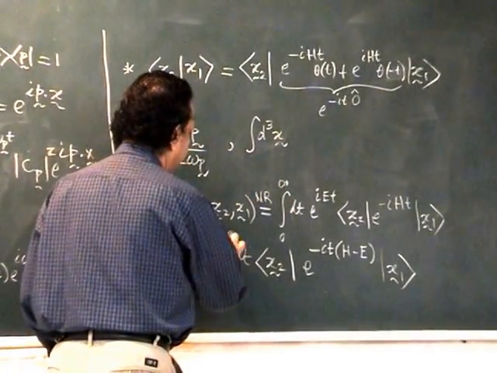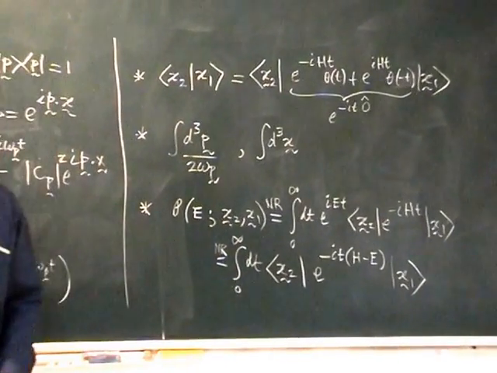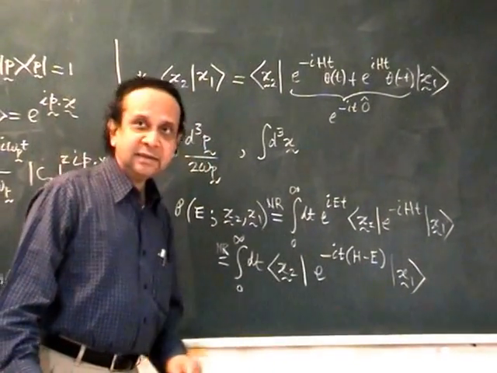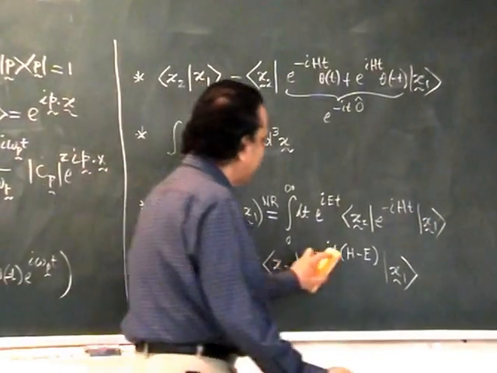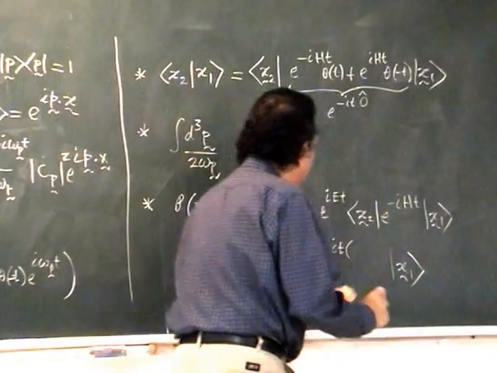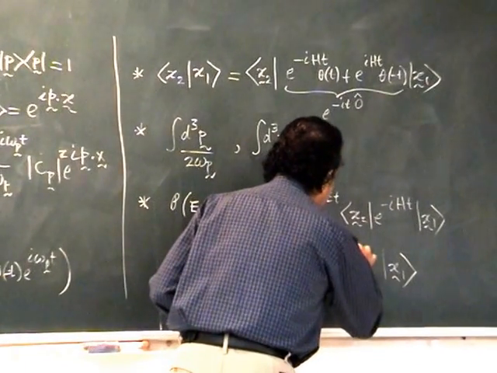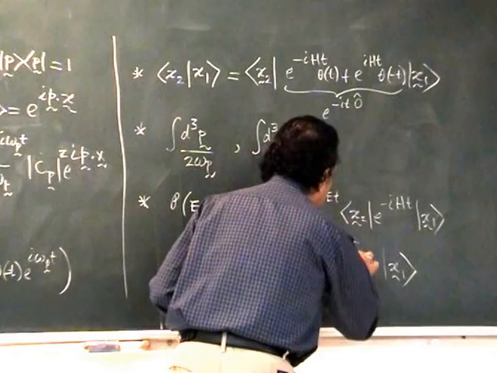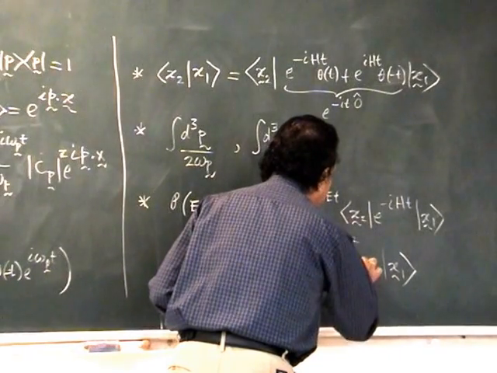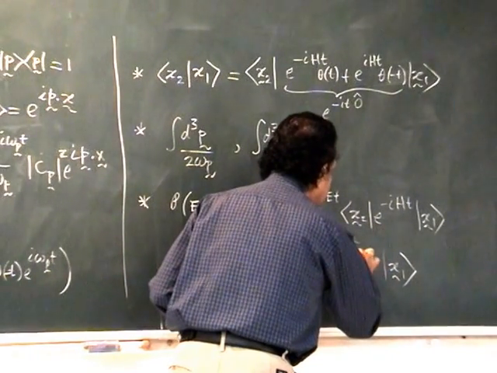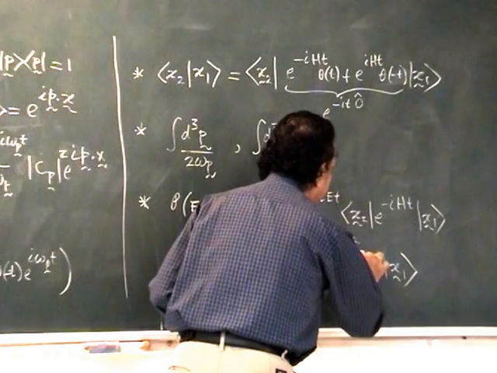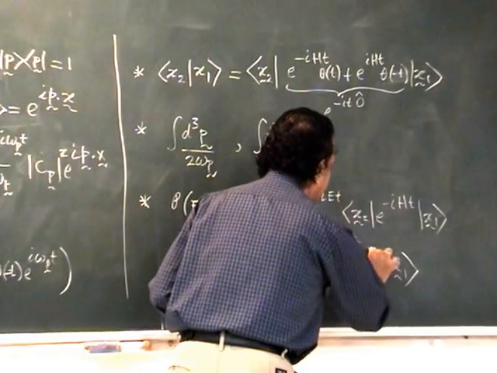Non-relativistic. Okay. And what was this H? This H was p square by 2m. So let me even write that down. So I have a p square divided by 2m, this is the spatial p, minus E.